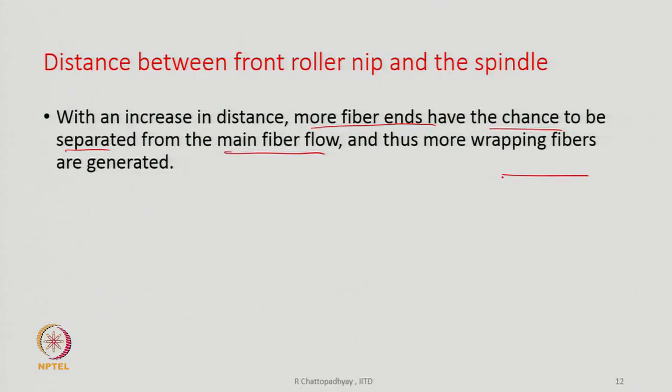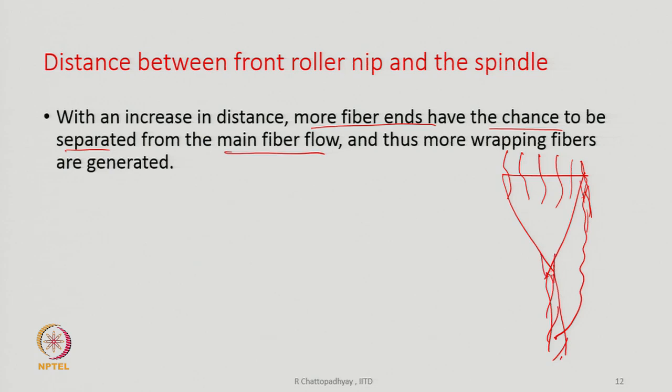So, the edge fibers are in a way the source of wrapper fibers. The more their number is, the better it is, and the later they join the main body of the yarn, the longer wraps will be formed. So, if this is my twist triangle, and let us say this is the yarn, the fibers which are coming from the edges, some of them will escape twist action, and they will move forward, and they will join later.